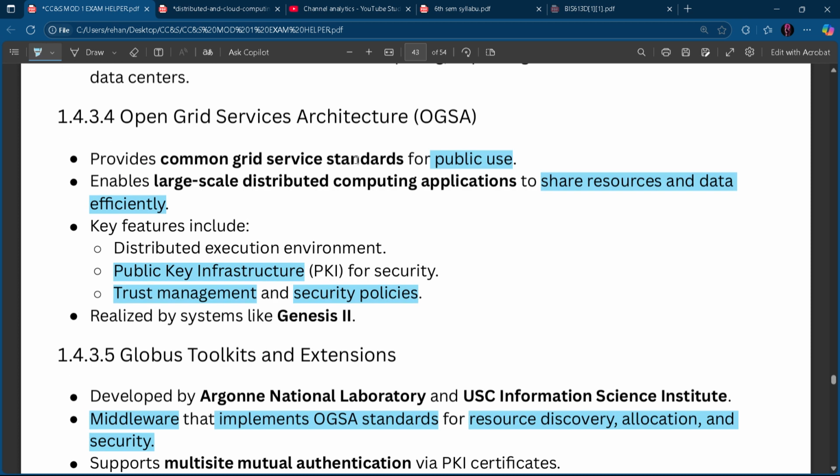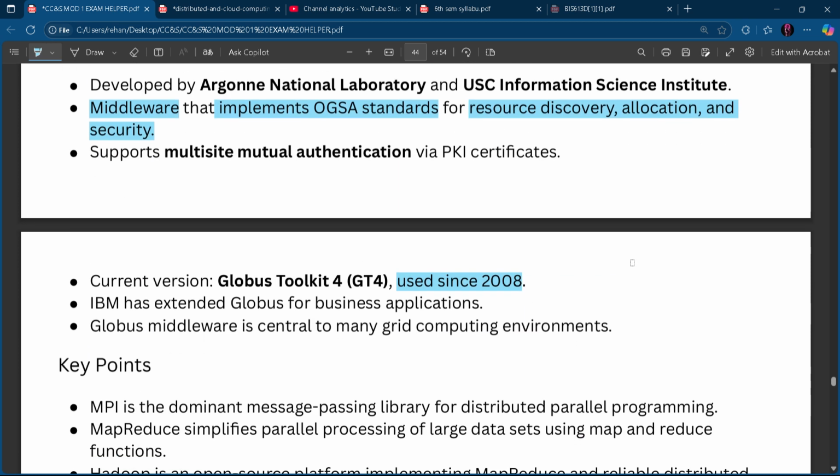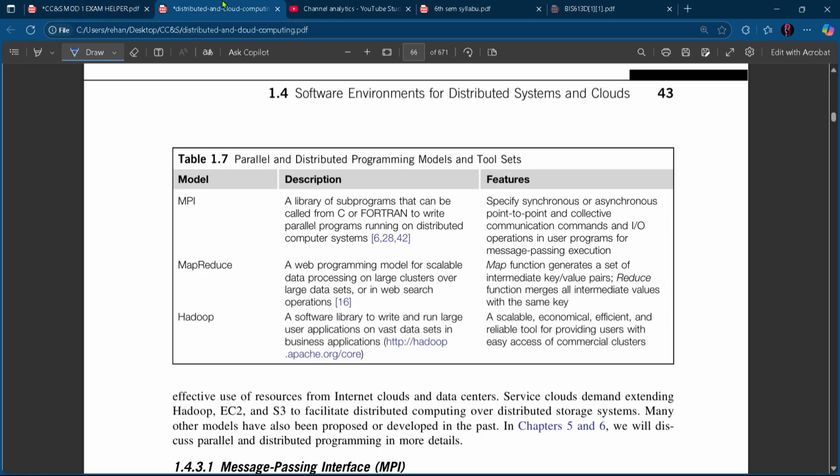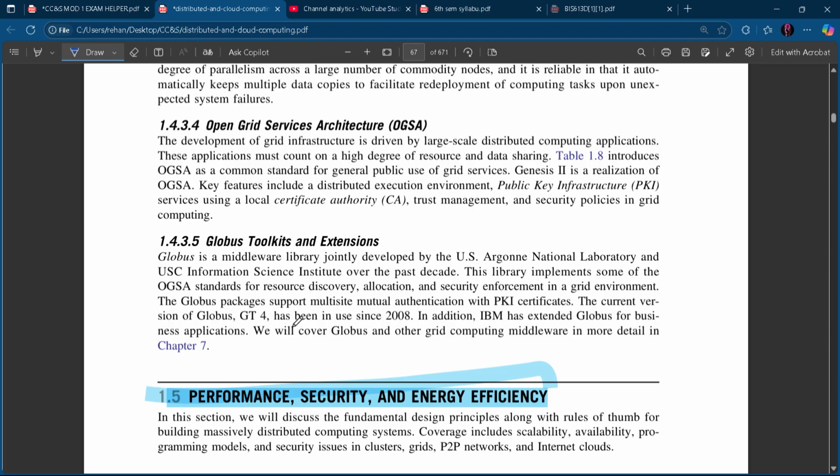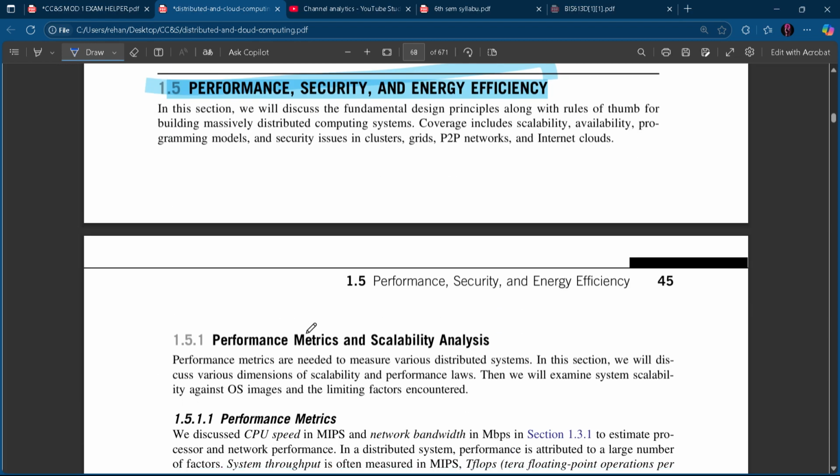OGSA standards reduce security concerns. In the current version it's not so required. If you check the textbook itself, you hardly have one or two lines for this. Then the last part of the topic.